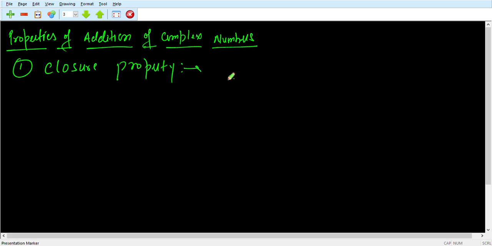Closure property says that the sum of two complex numbers is always a complex number. Let us suppose I have a complex number z1 and another complex number z2, then the result will be a complex number only. You can verify this property by choosing any two different complex numbers. You should do it on your own.